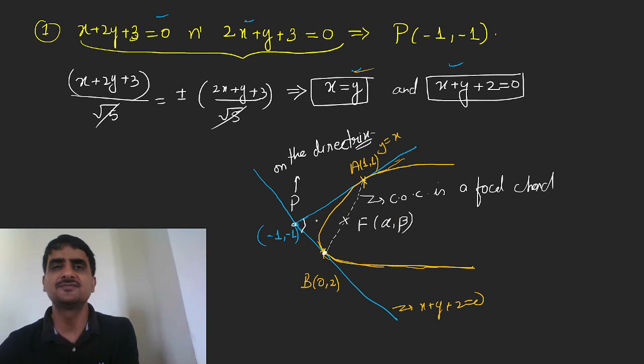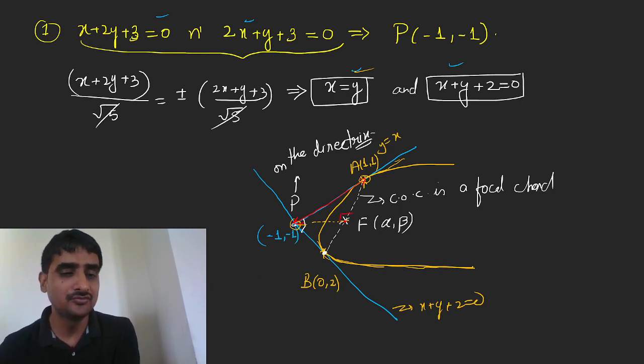There's a very interesting property, if you remember it. The property is segment of the tangent between its point of contact and the directrix always subtends right angle at the focus. I'm repeating, segment of the tangent between its point of contact and the directrix. So this segment AP of the tangent subtends a right angle at the focus, and that's it.